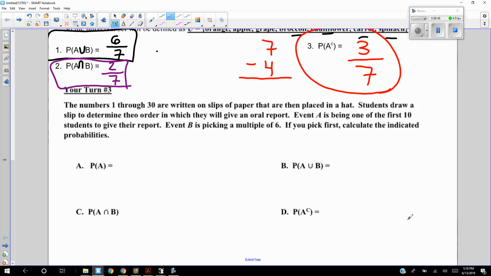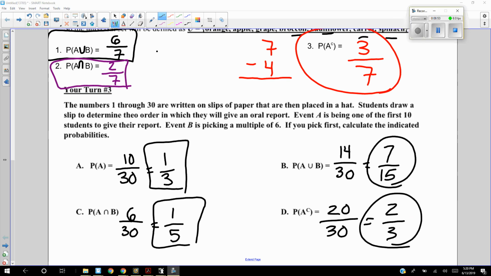So I encourage you, try this last one, pause the video, try to get the answers to your turn number 3. All right, so here are the answers. Remember, you want to reduce all fractions for full credit.